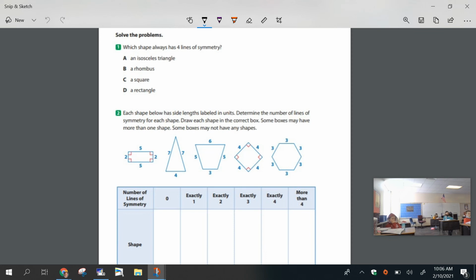Good job. Now, it goes corner to corner, corner to corner. Those are 2. Right down, up, down in the middle, and left, right down the middle. Those are the 4 lines of symmetry. Questions on number 1.